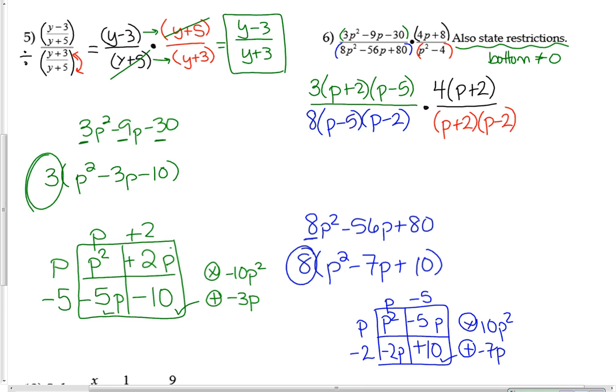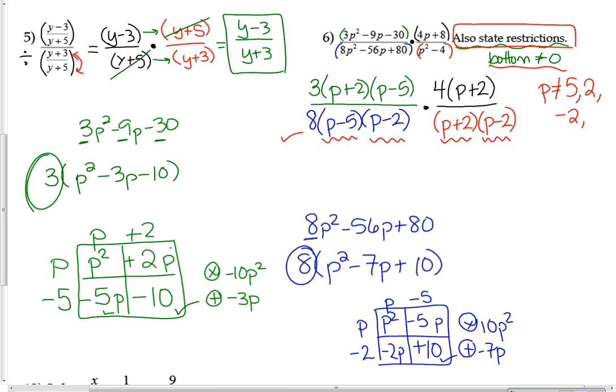Now that I have everyone factored, I could state my restrictions. So my restrictions are where the bottom cannot equal 0. So I would have that p cannot equal 5 from this factor. From this factor, p would not be able to equal 2. From this factor, p would not be able to equal negative 2. And from this factor, I have 2 again, so I'm not going to write it again.